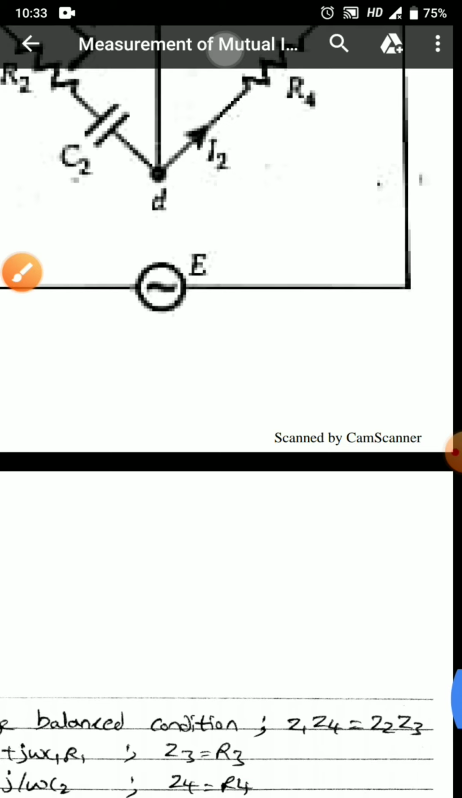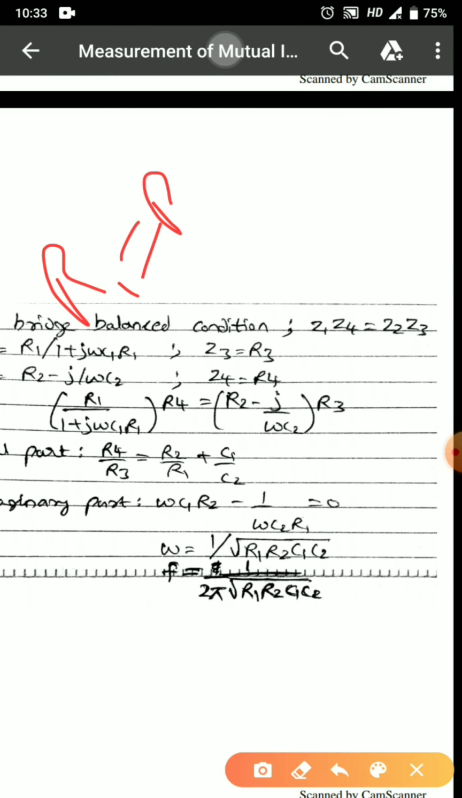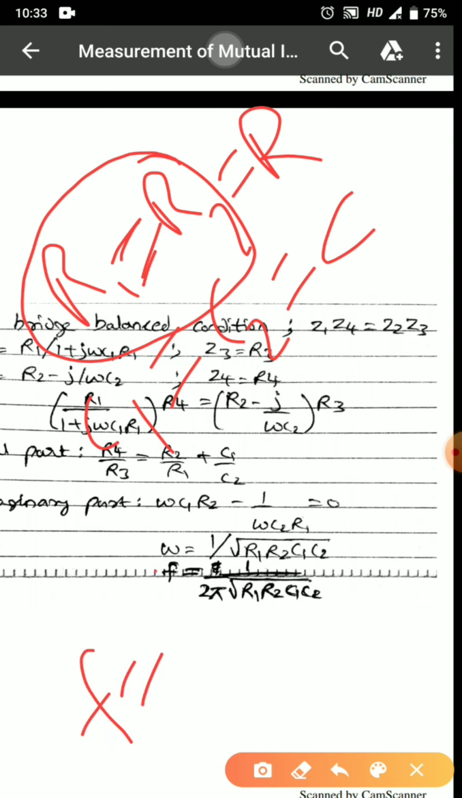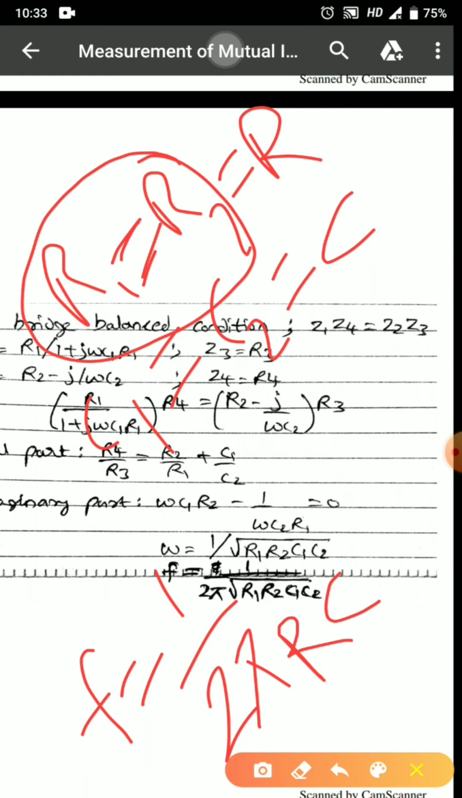Right. Now for example, let us take the values of R1 and R2 to be equal to R, and the values of C1 and C2 to be equal, because C1 and C2 are components that I am connecting, so I will take the values of C1 and C2 to be the same. For R1 and R2, I will adjust the mechanical coupling in such a manner that both values will be the same. Now I will get f equal to 1 by 2 pi under root of R squared C squared, which is 1 by 2 pi RC.